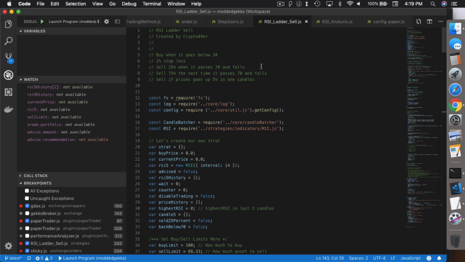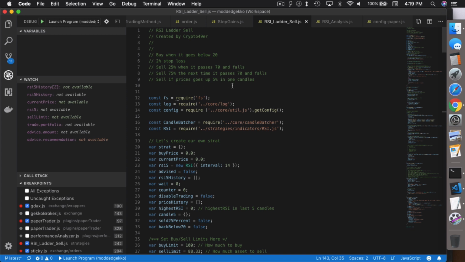It'll use a laddering strategy where it sells 25% of it when it passes 70 and falls. So when it passes 70 the first time and falls, it's going to sell 25%. And then the next time it passes 70 and falls again, it's going to sell the rest of it. And then finally, it also sells if price goes up 5% in one candle.